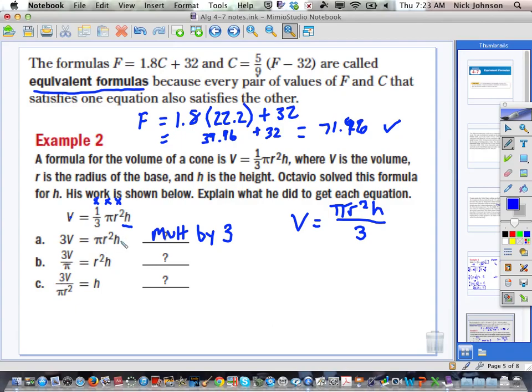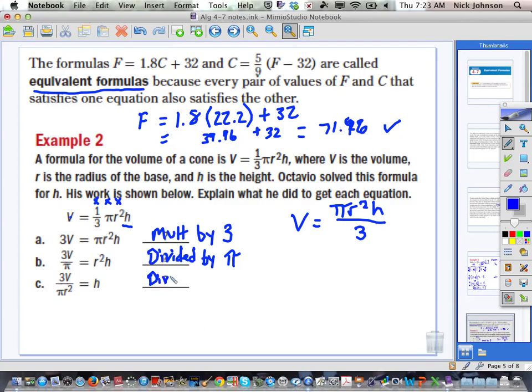Okay? So his next step here, it looks like he wanted to get rid of the pi. Well, what's pi doing to h? Well, everything side by side means multiply. So what he did was he divided by pi. Okay? Then what did he need to do? Well, he needed to get rid of the r squared. So he also needed to divide by r squared, because the inverse of multiplying by r squared is dividing by r squared.